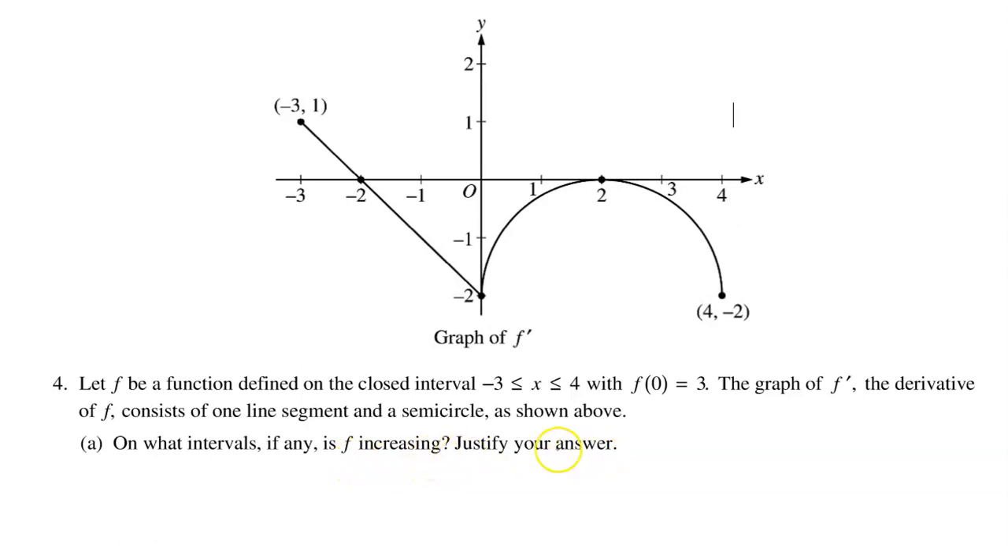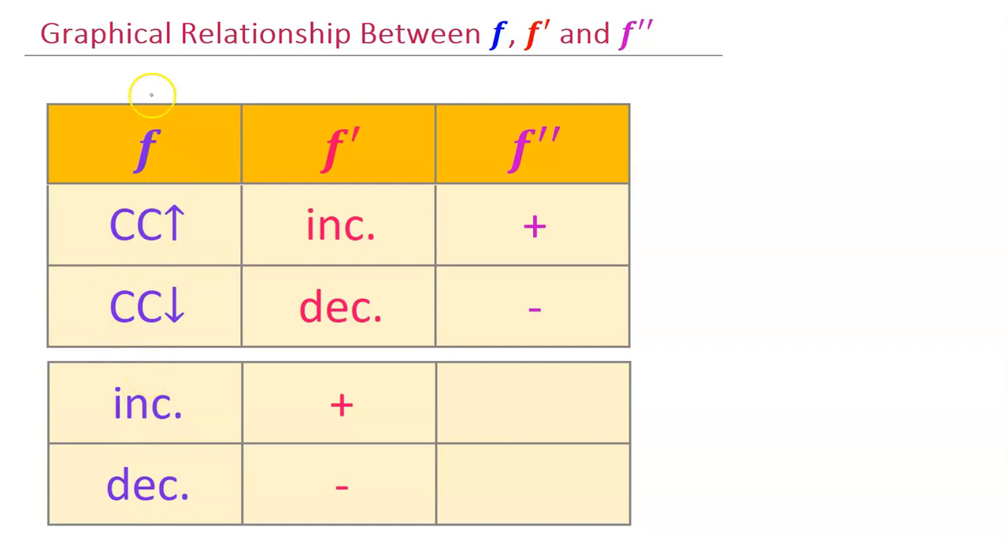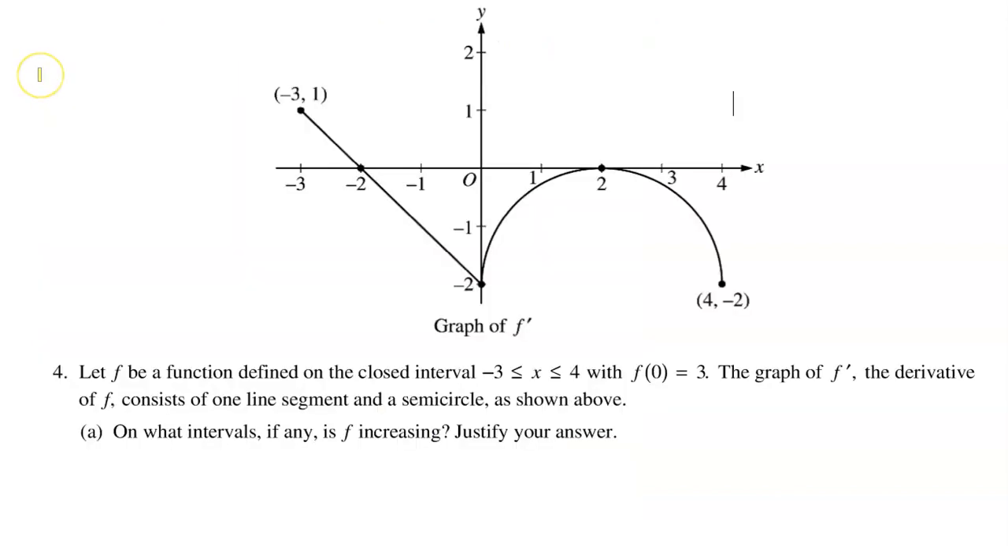Justify your answer. A long time ago we learned the graphical relationship between f, f prime, and f double prime. Specifically, if f is increasing, then f prime will be positive. If f is decreasing, f prime will be negative. We can tell that f prime is positive in this interval because it is above the x-axis. Therefore, the original function f will be increasing from -3 to -2.